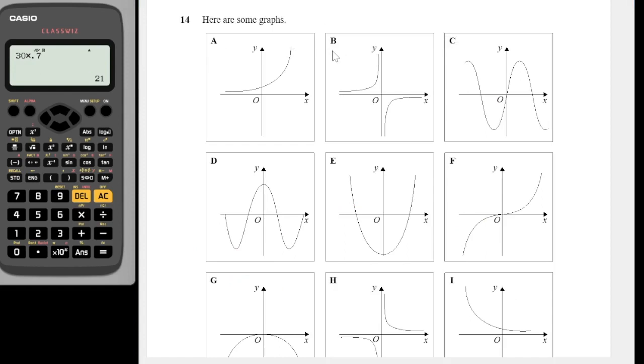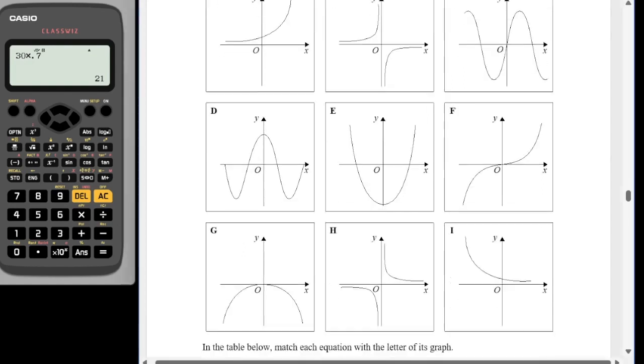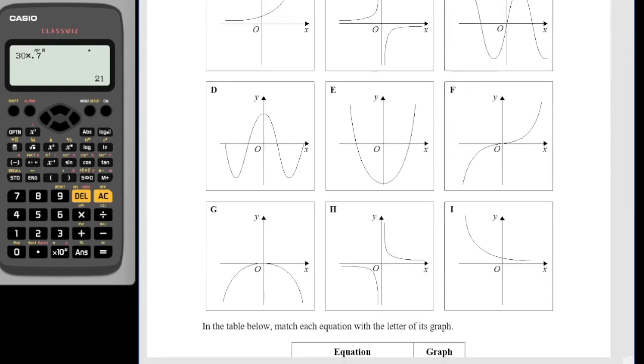Okay, question 14. Here are some graphs. So we're going to be matching, I'm assuming. If I just describe these very briefly, and this might let myself down. So this is an exponential graph. This is a negative reciprocal graph. This looks like a sine graph. This looks like a cos graph. This looks like a quadratic with a negative intercept, with 2 distinct roots though. Looks like a line of symmetry there though. This would be a cubic. This is a negative quadratic. This is a normal reciprocal graph, and then this looks like a negative exponential graph.